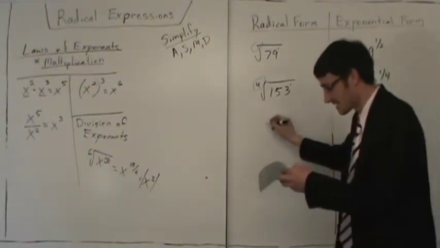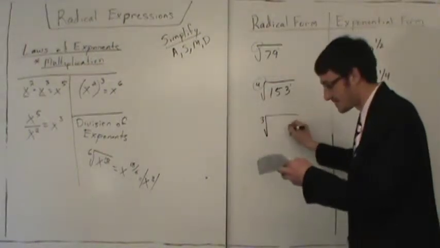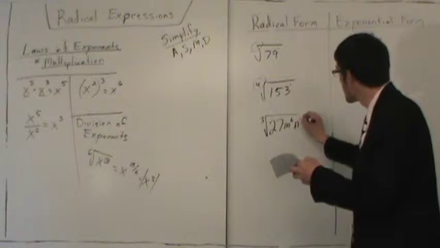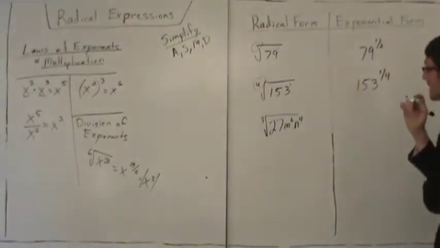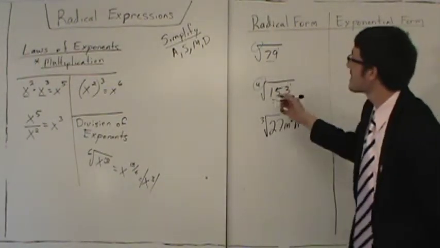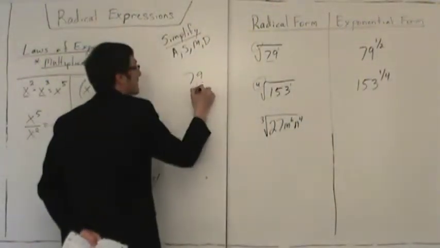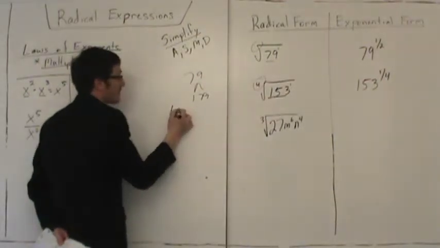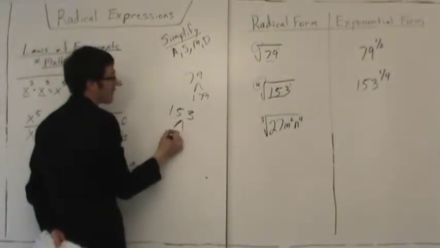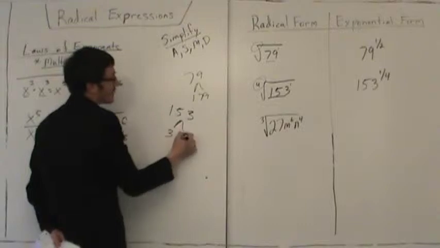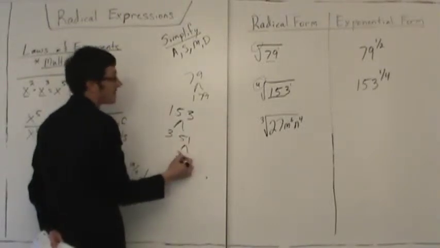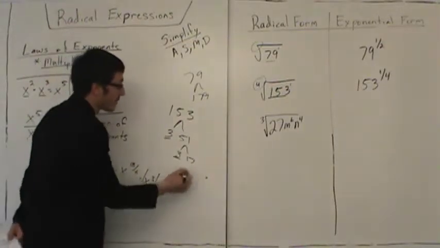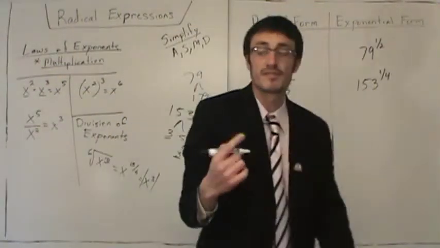We're looking at cubed root of 27, m to the 6th, n to the 4th. And in this case, notice, we could not break down the 79 because 79 is prime. If we try to break down 79, 79 is just 1 times 79. 153 is also a prime number. Well, actually, it's not prime. I'm sorry. It's 3 times 51, 3 times 17. It's not prime.